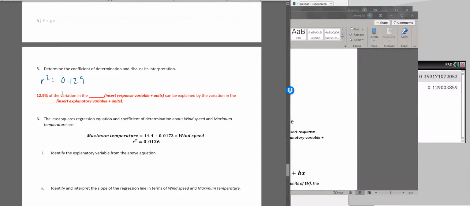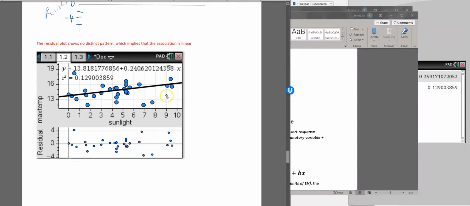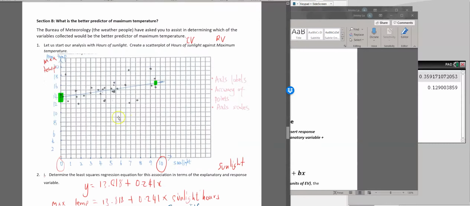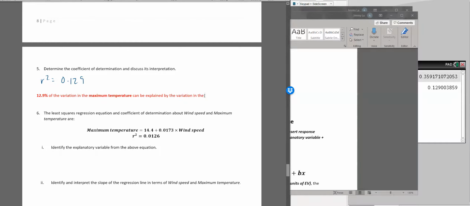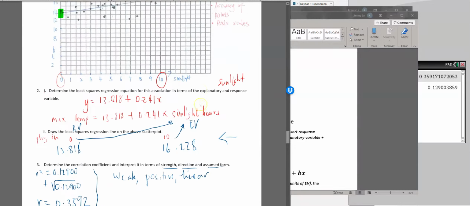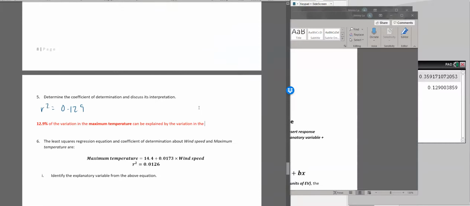So 12.9% of the variation in the response variable, which was maximum temperature, can be explained by the variation in the explanatory variable. The explanatory variable for this one is the hours of sunlight. And guess what? Full marks.